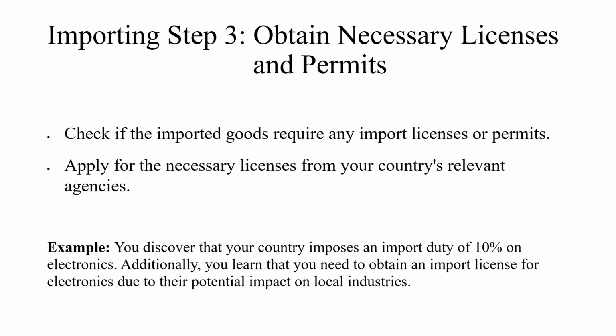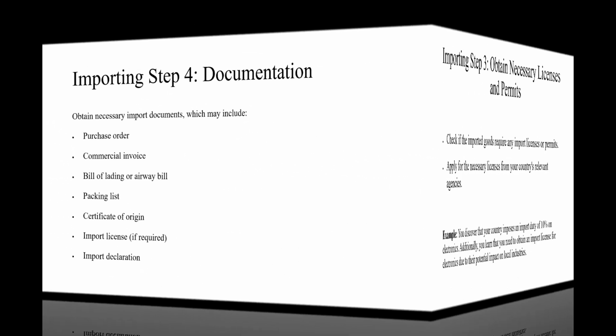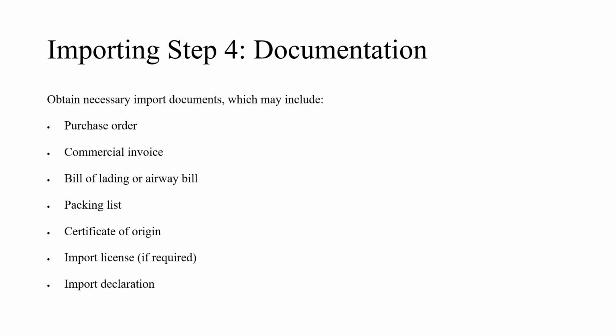Importing Step 3. Obtain necessary licenses and permits. Check if the imported goods require any import licenses or permits. Apply for the necessary licenses from your country's relevant agencies. Example: you discover that your country imposes an import duty of 10% on electronics. Additionally, you learn that you need to obtain an import license for electronics due to their potential impact on local industries.